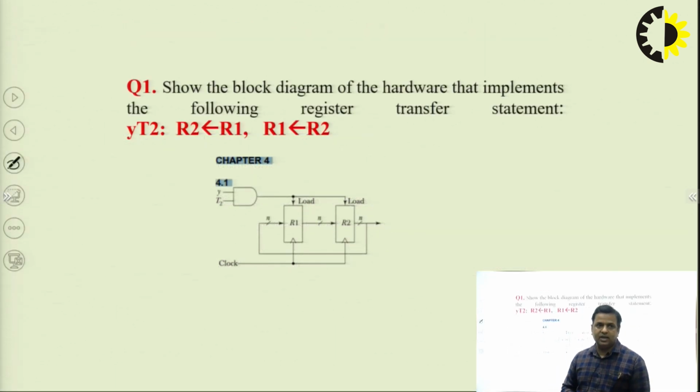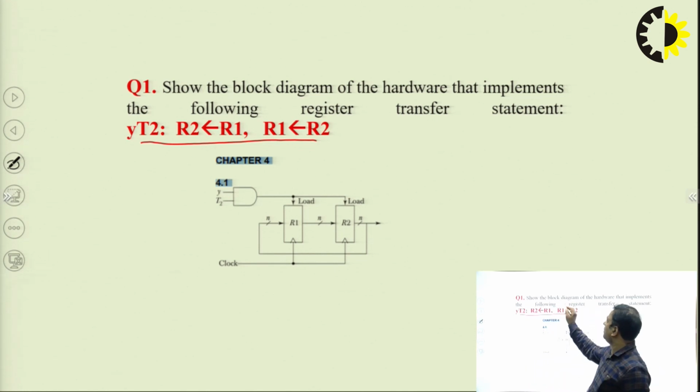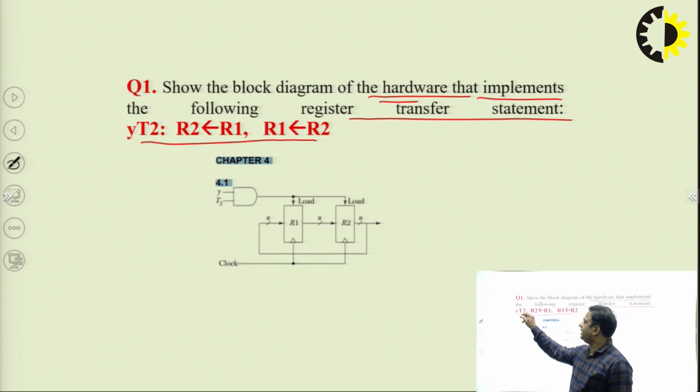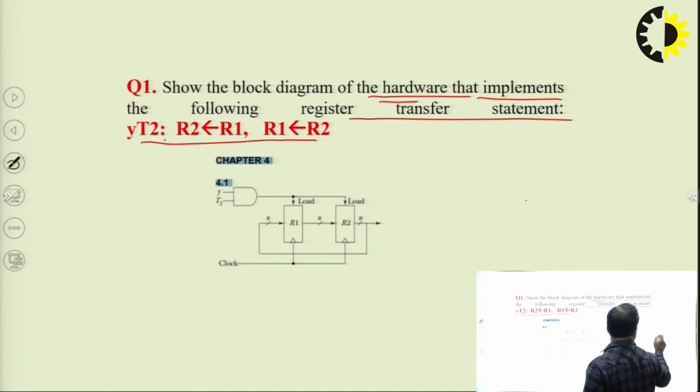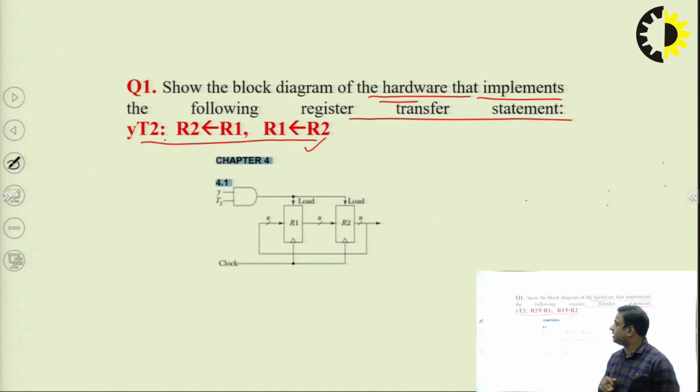Now we take some examples of how we design the hardware implementation of register transfer language. Generally these questions are important and asked in the paper: show the block diagram of hardware that implements the following register transfer statement. The statement is: by T2 colon, contents of R1 are transferred into R2, and contents of R2 are transferred into R1. So first we should be able to read and understand the statement.